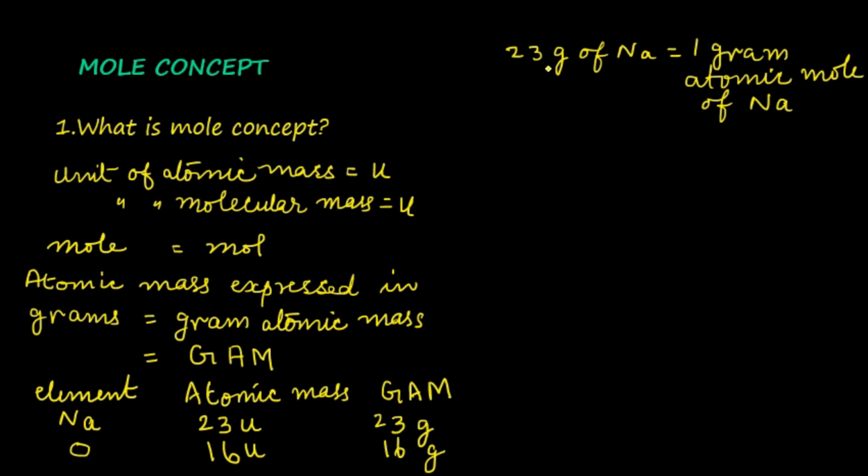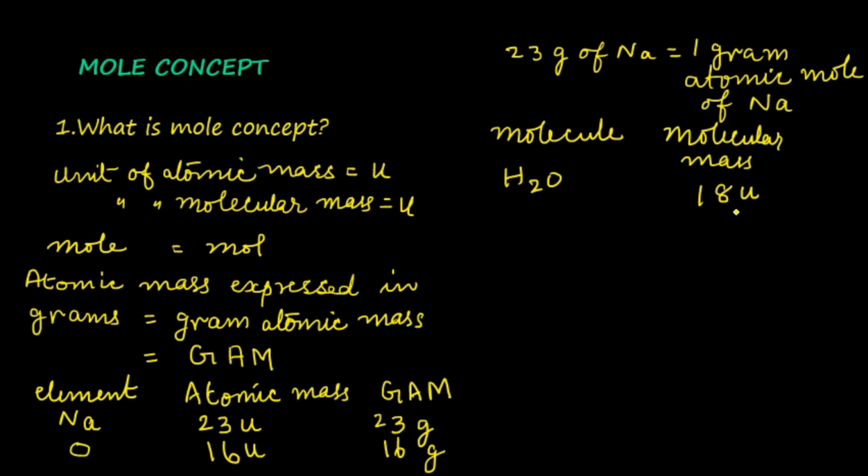Atomic mole depends on atomic mass of the substance. Different substances have different atomic masses. Therefore, the amount of 1 gram atomic mole of different substances will be different. For oxygen it is 16 grams, for sodium it is 23 grams. Okay. Now, let us consider another case, molecule, water. Molecular mass is 18 U. But if we take 18 grams, then it becomes gram molecular mass, GMM.